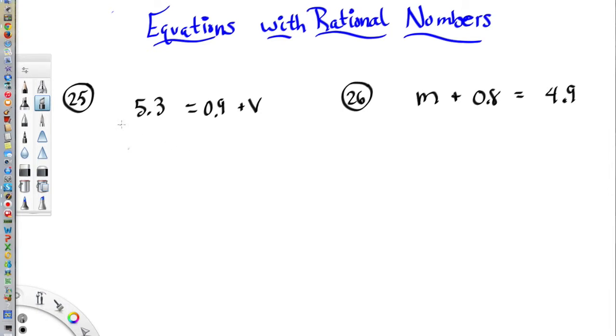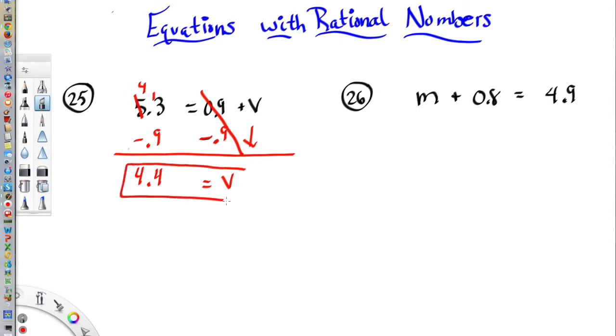These next two problems are pretty simple, number 25 and 26, because here our rational numbers are just being added to the variable, which means we're going to have to subtract them. If I have 9/10 plus v is equal to 5 and 3/10, I need to get rid of the 9/10 over here to isolate our variable v, so I'm going to subtract 9/10 from that side, and I also have to subtract 9/10 from this side. The 9/10 cancel each other out. I'm left with v is equal to 5 3/10 minus 9/10. Well, I got to do some regrouping here. The 5 becomes a 4, and my 3 becomes a 13. 13 tenths minus 9/10 will give me 4/10, and then I bring down my 4. So v is equal to 4 4/10.